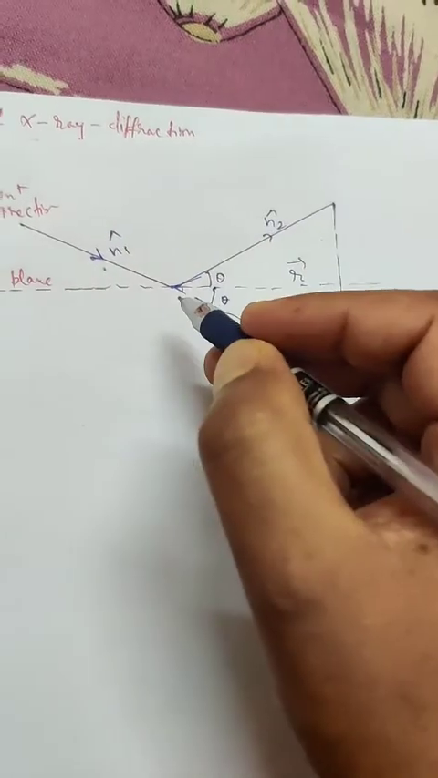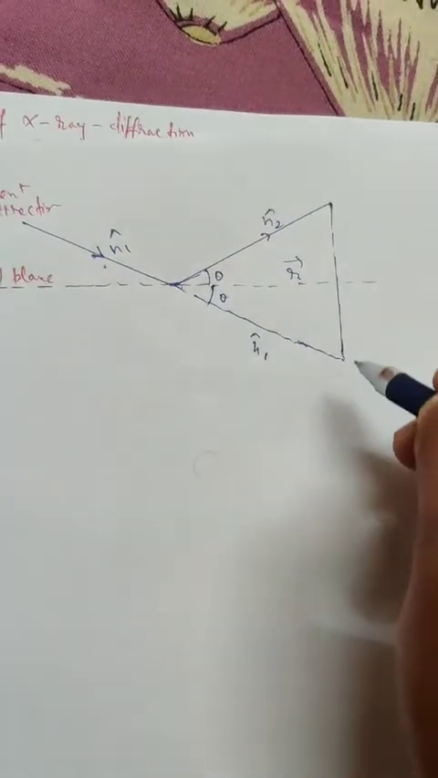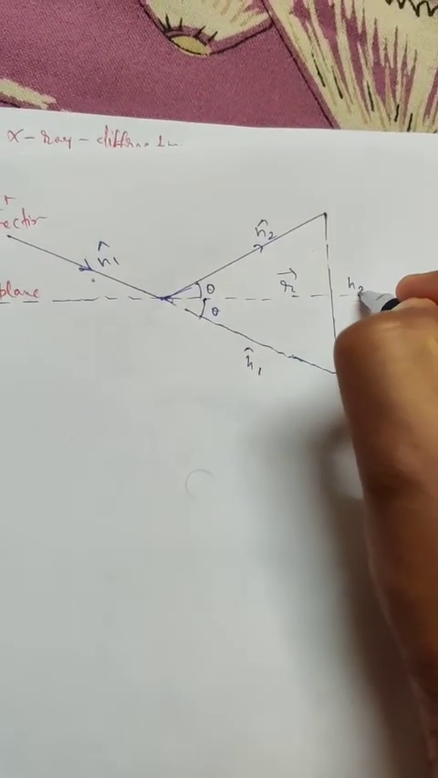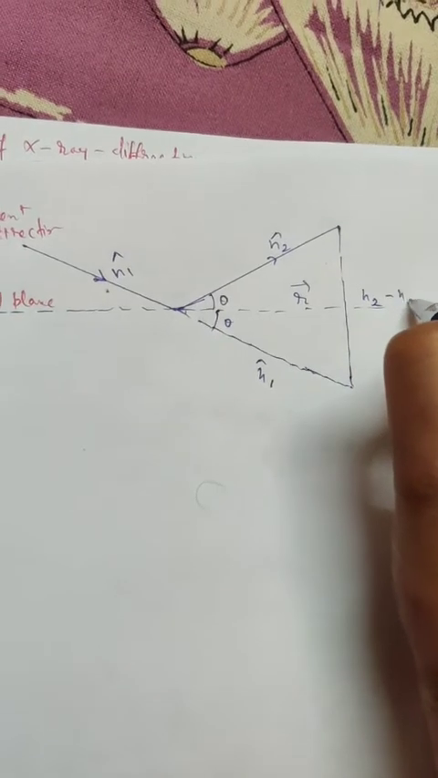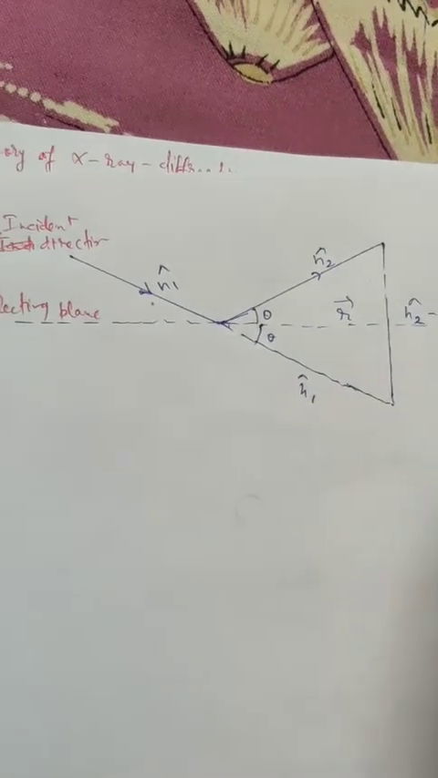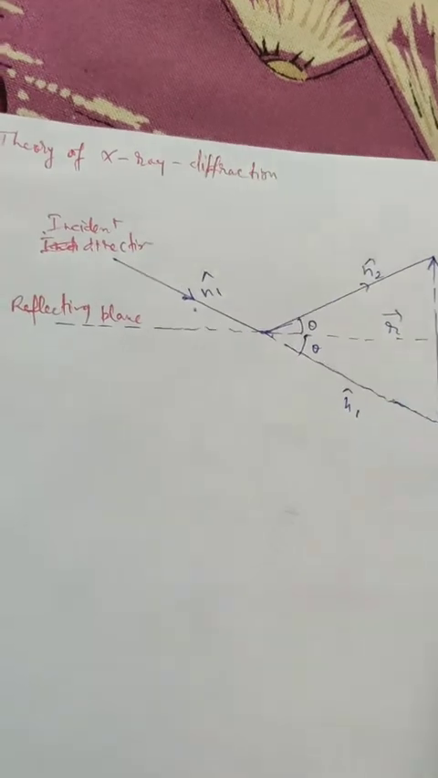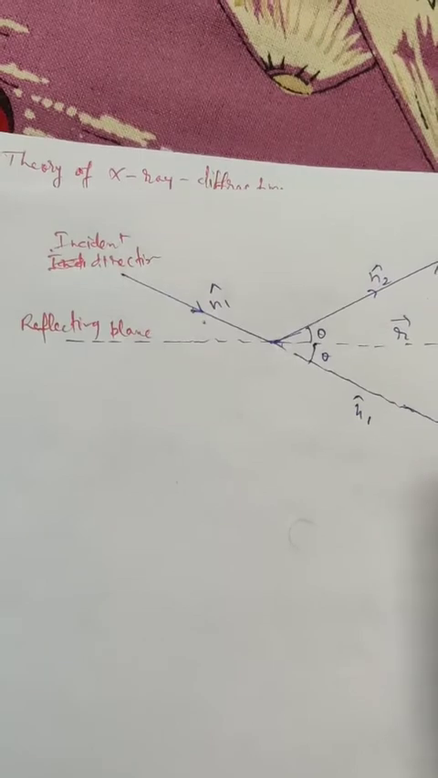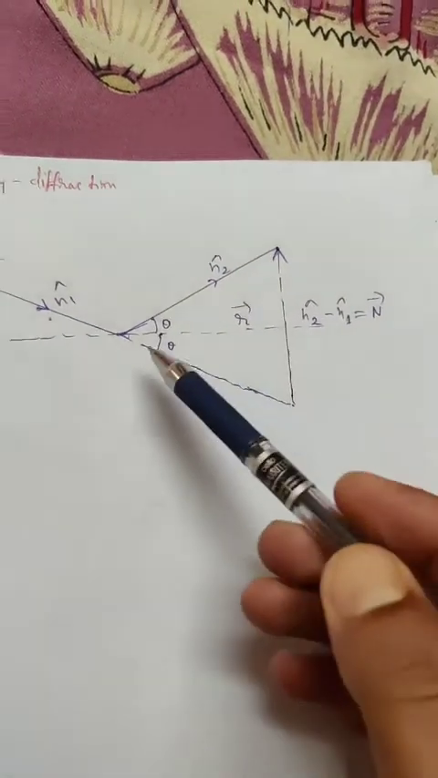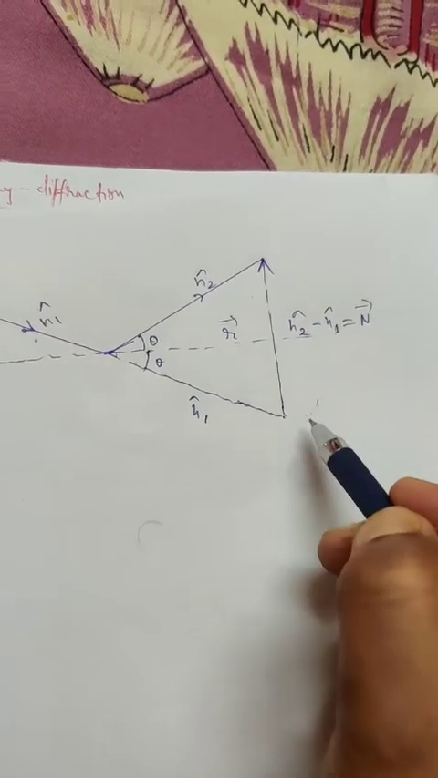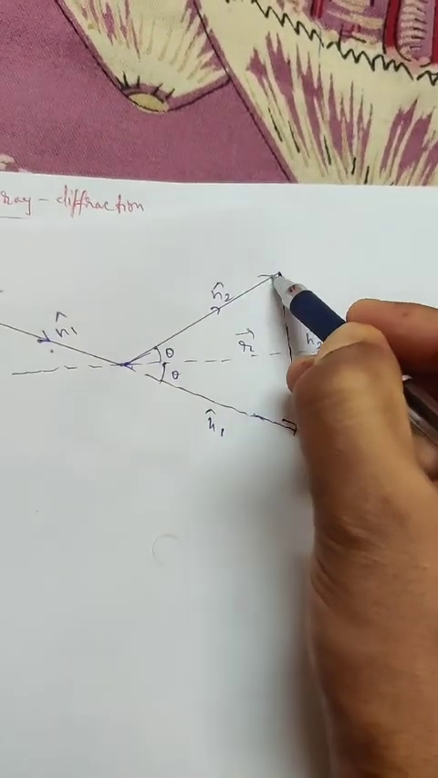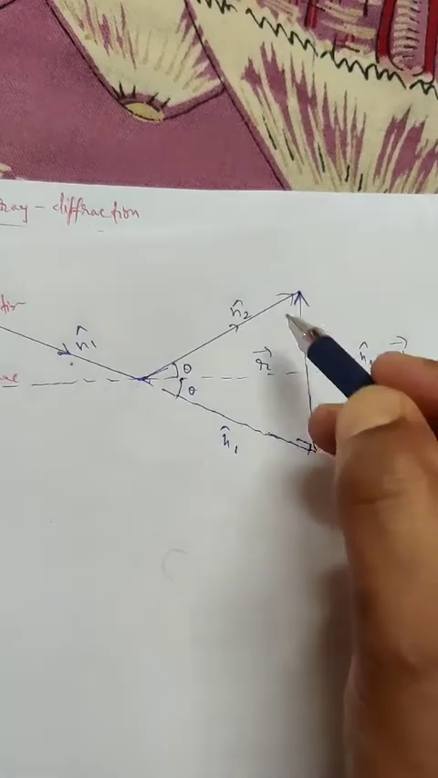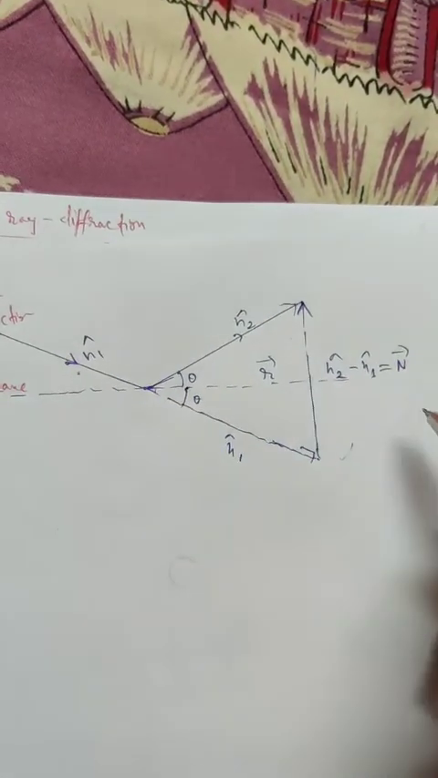this is n2. According to the vector laws, using a vector diagram, this will be n2 minus n1, and this is equal to the n vector. By using the vector law, this is n1 and this is n2. So this vector will be n2 minus n1 by using the vector diagrams.